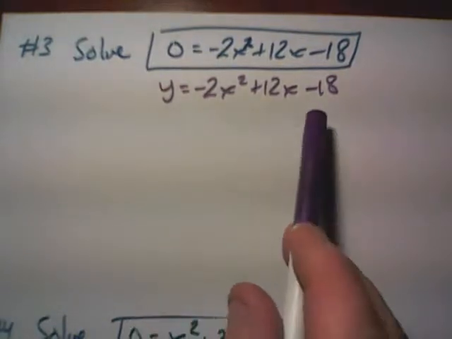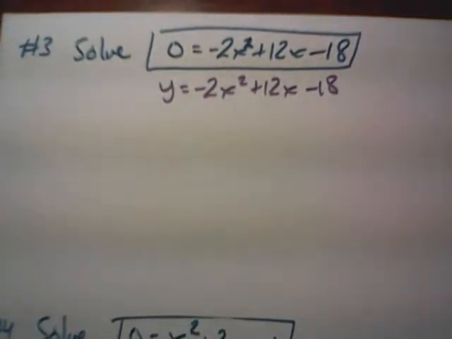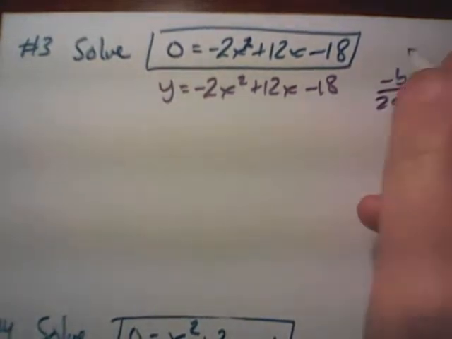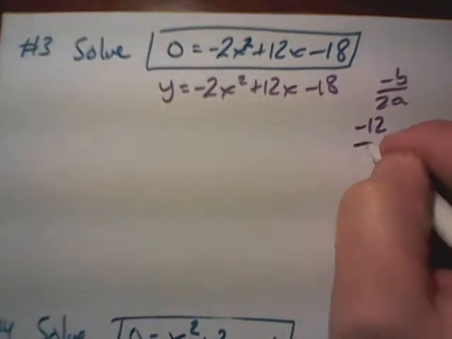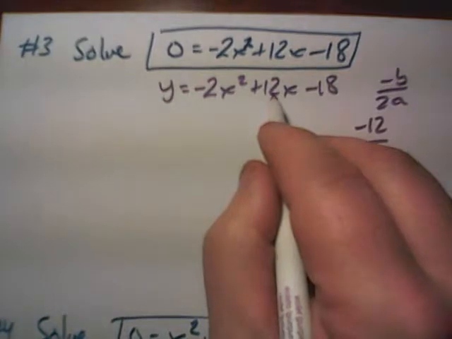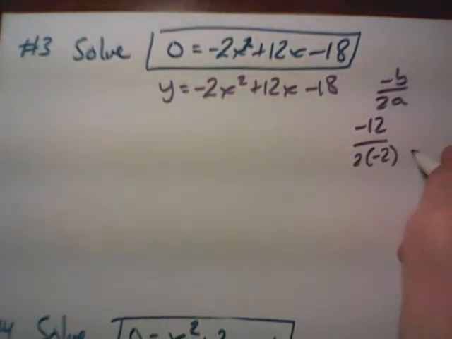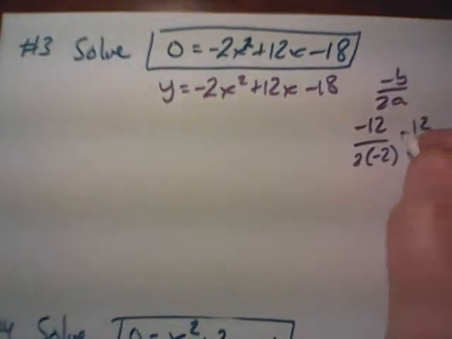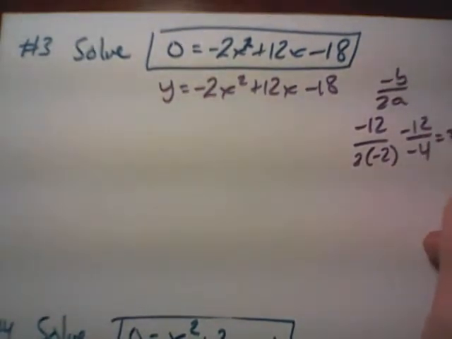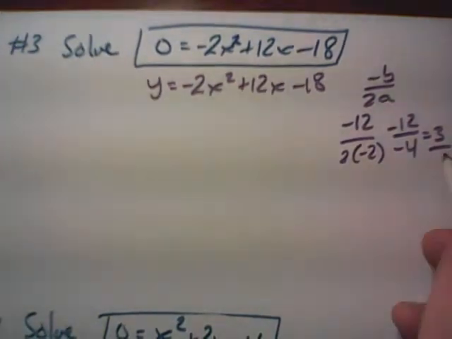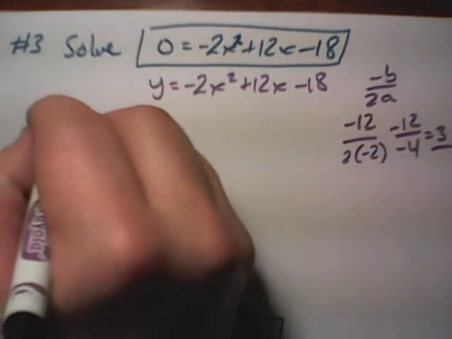Assuming that that is what you have done, I'm going to start graphing this equation again by finding the vertex, which is negative b over 2a. So in this case, it's going to be negative 12, that's my b value, over 2 times negative 2. 2 times negative 2 is negative 4. And so negative 12 divided by negative 4 is 3. And that is my x-coordinate for my vertex.